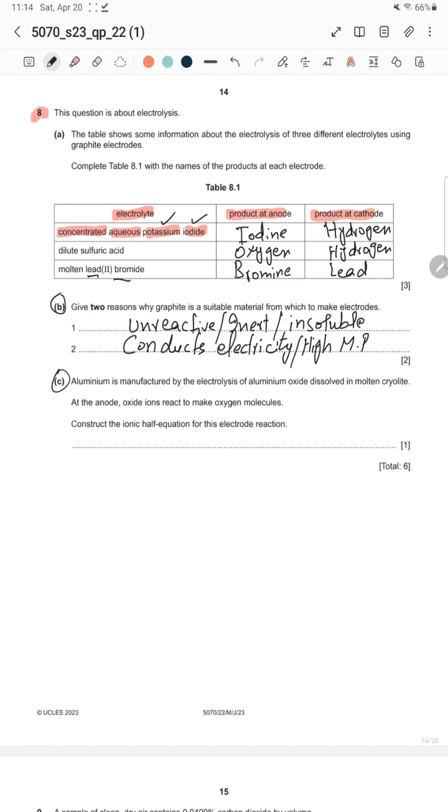C: aluminium is manufactured by the electrolysis of aluminium oxide dissolved in molten cryolite. At the anode, oxide ions react to make oxygen molecules. Construct the ionic half equation. So we know 2O2- will go towards the anode. It will produce O2 gas plus it will release 4 electrons.